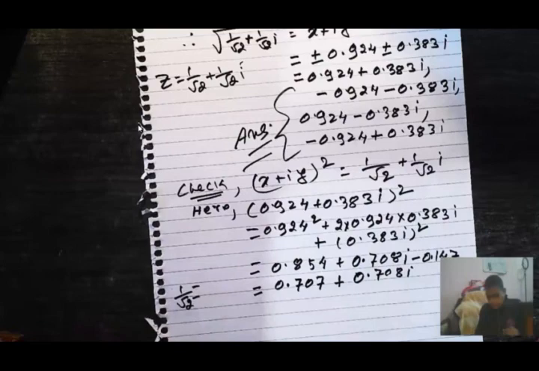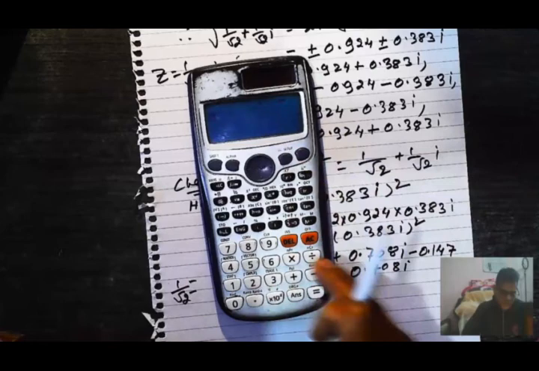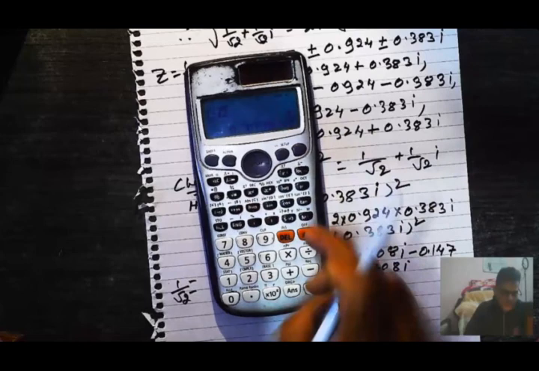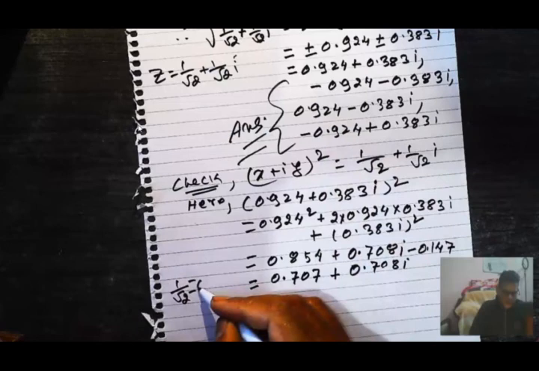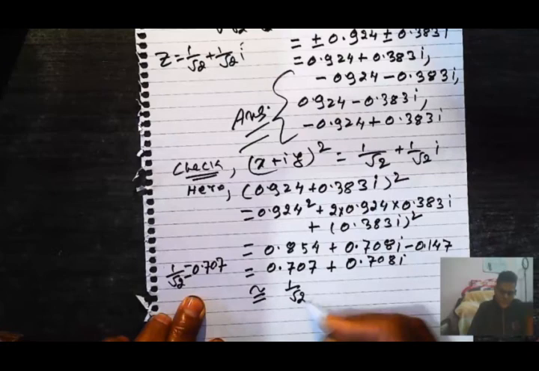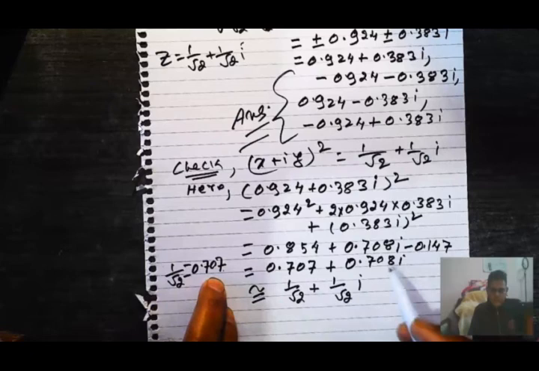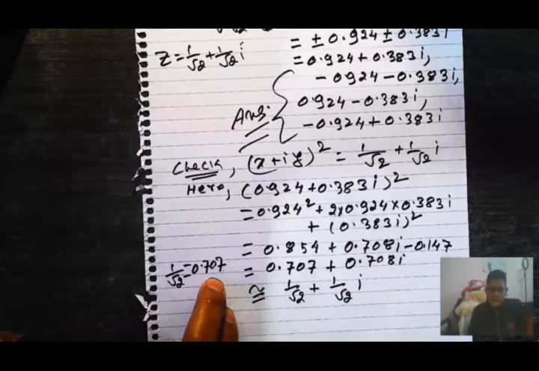Now can you check in your calculator what is the value of 1 by root 2? If you go to the calculator and simply check 1 divided by root 2, you will see this value in the SD mode is 0.707, up to 3 decimals. So let's compare with that. This is in fact 1 by root 2 plus 1 by root 2 i. Although there is a small difference at the third significant decimal, that might be due to round off of these values.